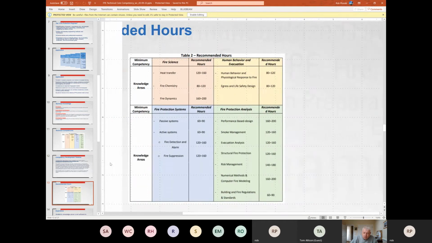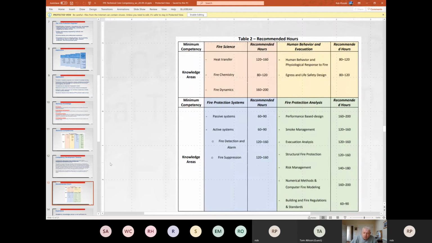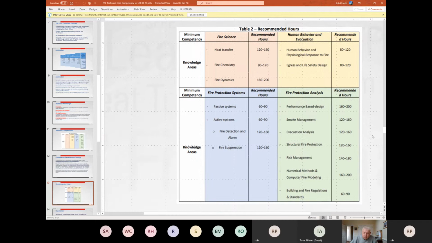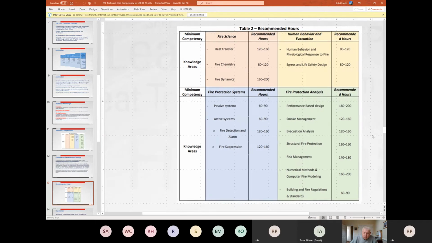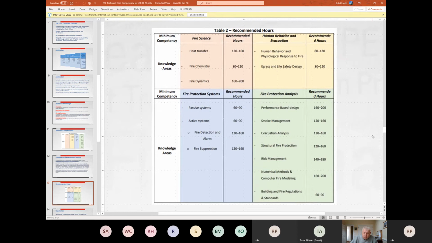What you'll see is the typical hours that have been identified for the various different specific areas. For example, if you look at the minimum competency that's recommended in the knowledge area of fire science associated with heat transfer, it is 120 to 160 hours. That's the recommendation, 120 to 160.